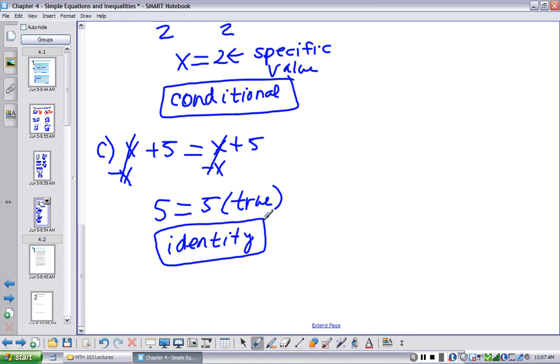All right. So we've covered simple equations.